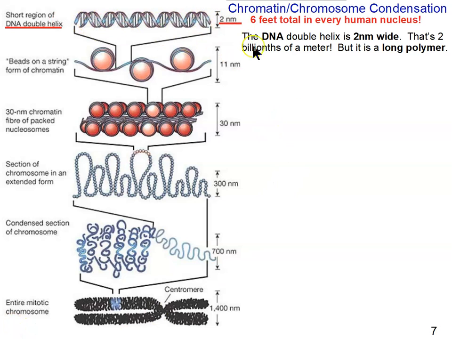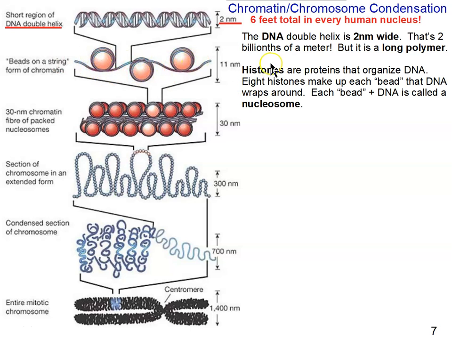And because it's so long, you can imagine it would get all tangled up, like trying to hang Christmas lights when they're all tangled up into a bunch. So the cell has to organize the DNA somehow. And that's what these things are doing. So histones are proteins that organize the DNA. Each histone makes up a bead on a string. We call this beads on a string, right? And it kind of looks like that, especially in the diagram.